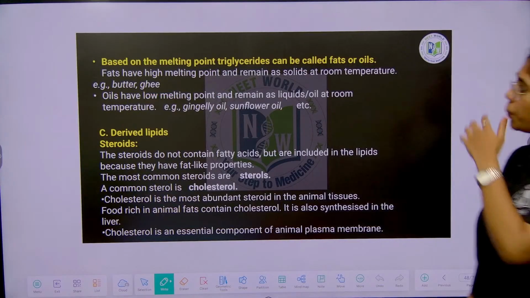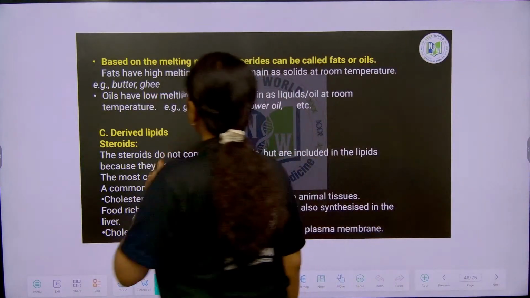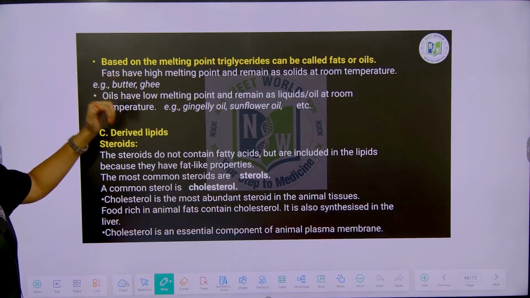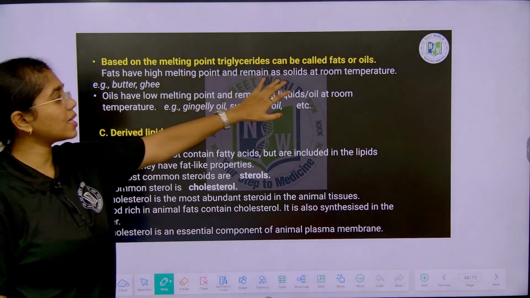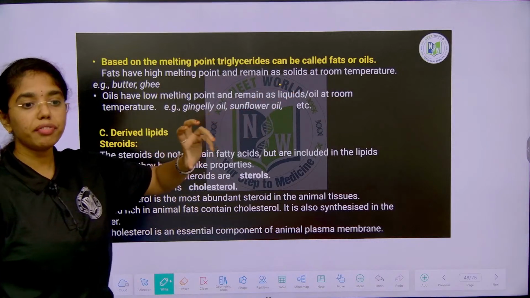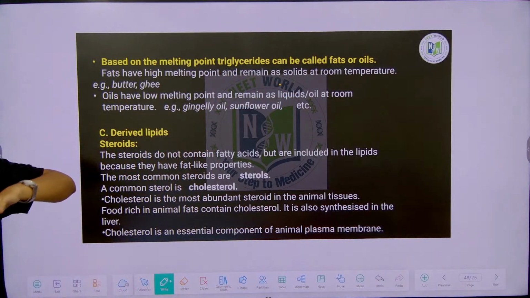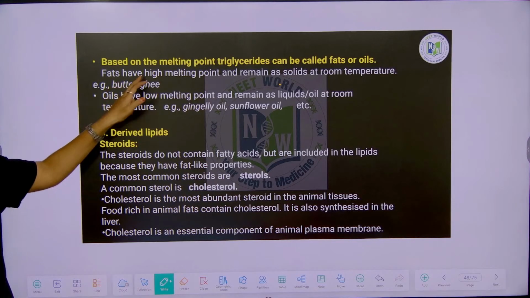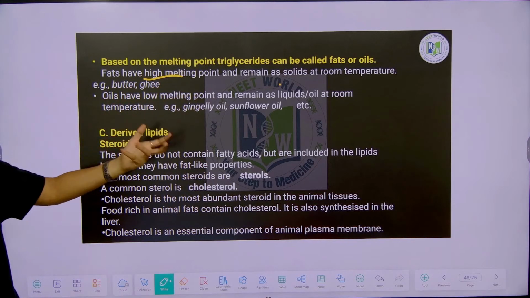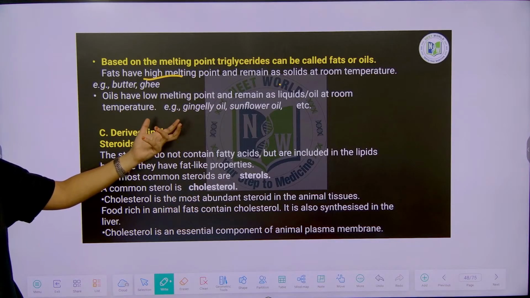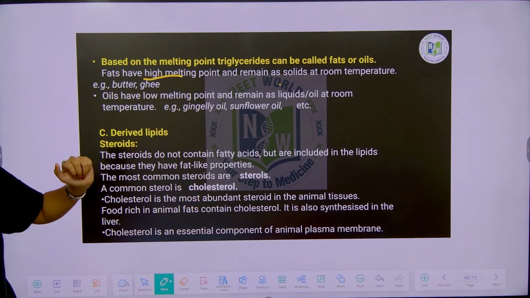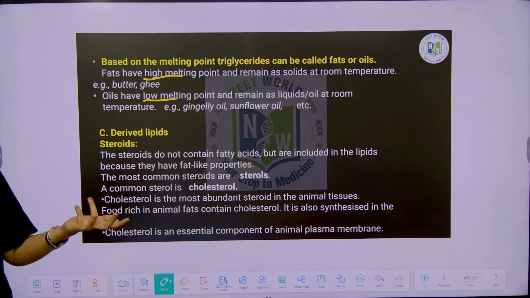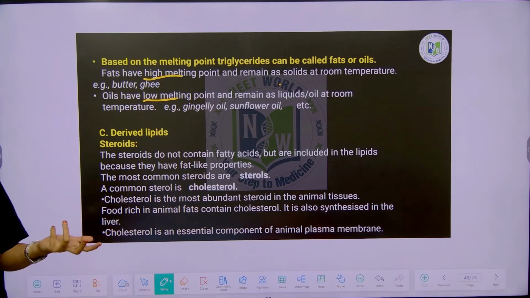And then, based on melting point, you have different melting points. For example, fats have a high melting point and remain solid at room temperature. Ghee, if we take, even if you keep it outside right now it will be in a very solid form, and it has a high melting point. Whereas the oils we use for regular cooking, like sunflower oil, have a low melting point and stay liquid at room temperature.